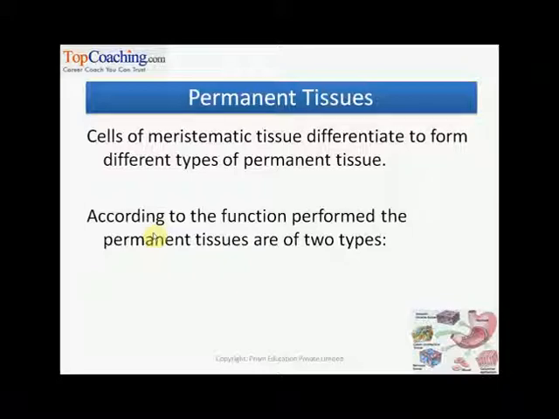Another type of plant tissue is the permanent tissue. Now, why the name permanent? Because these tissues have lost the ability to divide, right, and they have assumed a permanent shape, right? They will no longer change now. They are derived from the meristematic cells itself, and the process of taking up a definite shape, size and structure is called differentiation.